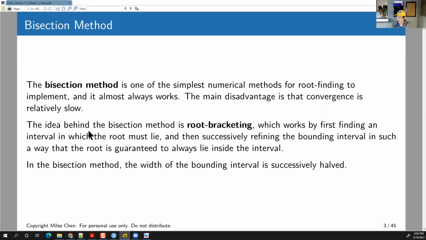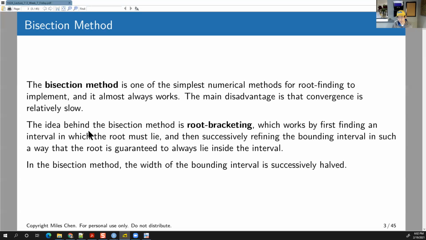The bisection method is a very simple way of finding the root. The disadvantage of the bisection method is that it converges slowly, relatively slowly compared to some of the other methods, but it's also the only one that's guaranteed to work.